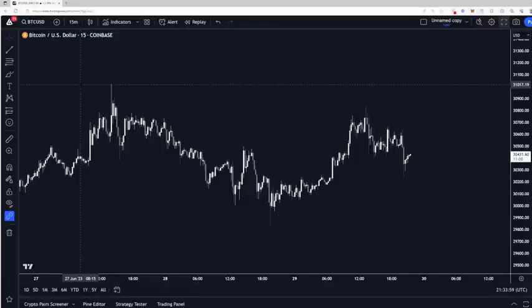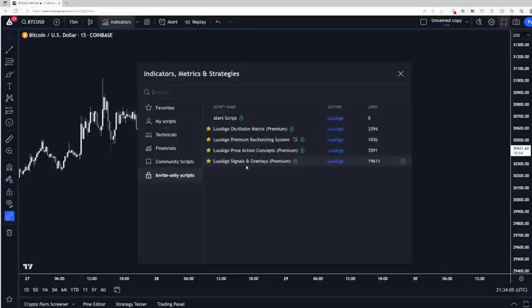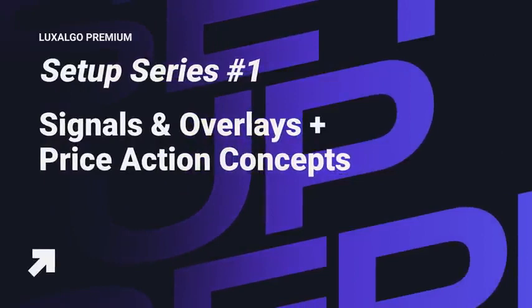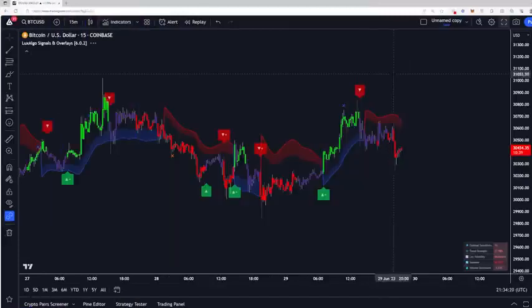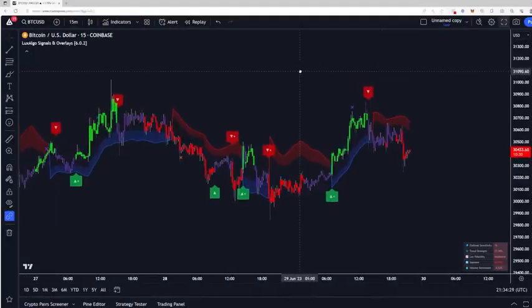Hey, what's up guys? In this video, we are going to be combining two LuxAlgo premium indicators to get a very powerful setup on our charts. And this is the beginning of a brand new series called the Setup Series, where we are going to go through all of the premium features within LuxAlgo and find different combinations of features that you can use together to form trading strategies or just incorporate in your general technical analysis.